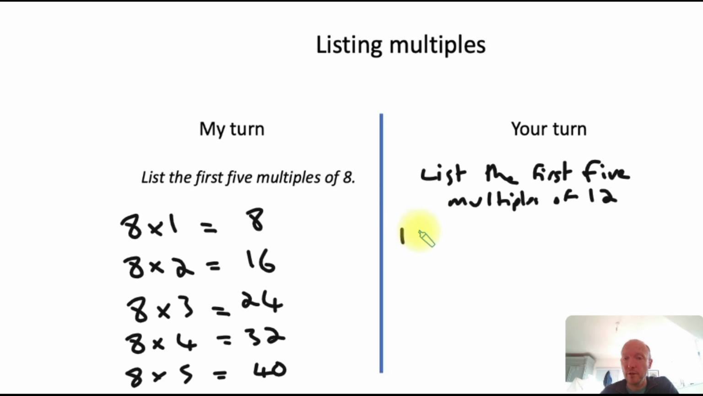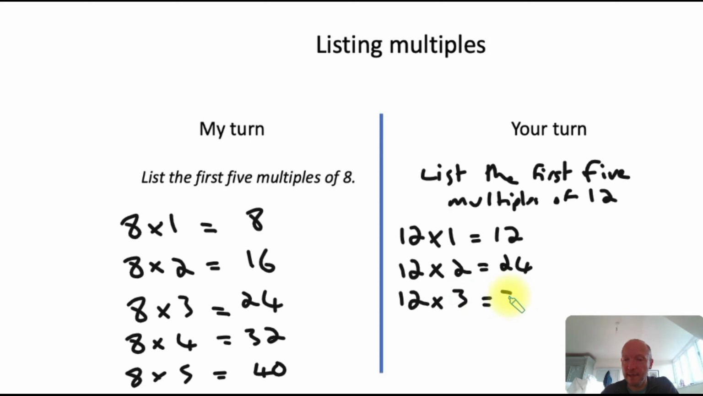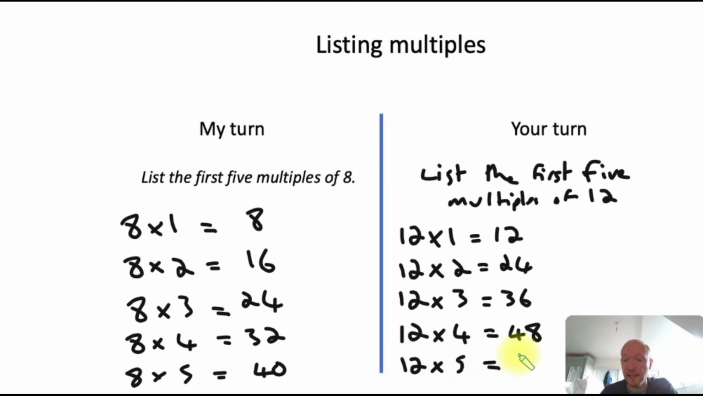Okay, so I'm going to start off with 12 times 1 is 12. So 12 is a multiple of 12. 12 times 2 is 24. So 24 is a multiple of 12. 12 times 3 is 36. By the way, don't forget, you can always use a calculator. I happen to know these because I'm a maths teacher and I've been teaching this for a long time. You can use a calculator whenever you want. It's perfectly fine. There's no harm in that whatsoever. 12 times 4 is 48. And 12 times 5 is 60. So the first 5 multiples of 12 are 12, 24, 36, 48, and 60.